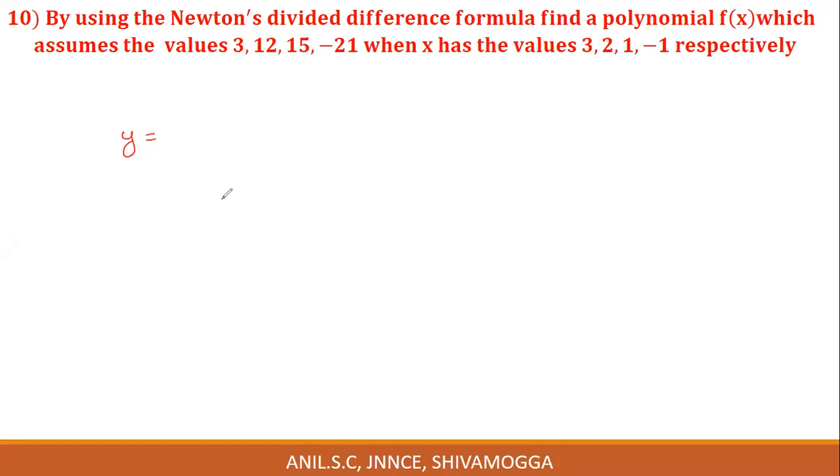X cube minus 9x square plus 35x plus 6. If 5x, check it again. Rest is correct. X cube minus 9x square plus 6 constant is also correct. Check that 35x. X cube minus 9x square plus 17x plus 6. That must be correct. X cube minus 9x square plus 17x plus 6. Next.